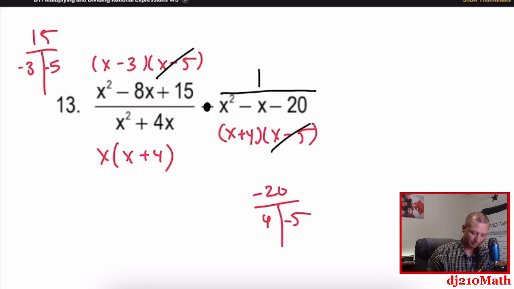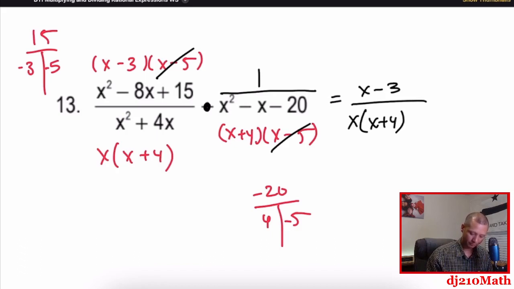That's it. This x plus 4 and x plus 4, they're both in the denominator. So what's left over? X minus 3, x plus 4, x plus 4. Could we write it as squared? Probably, but let's leave it factored. That's best.